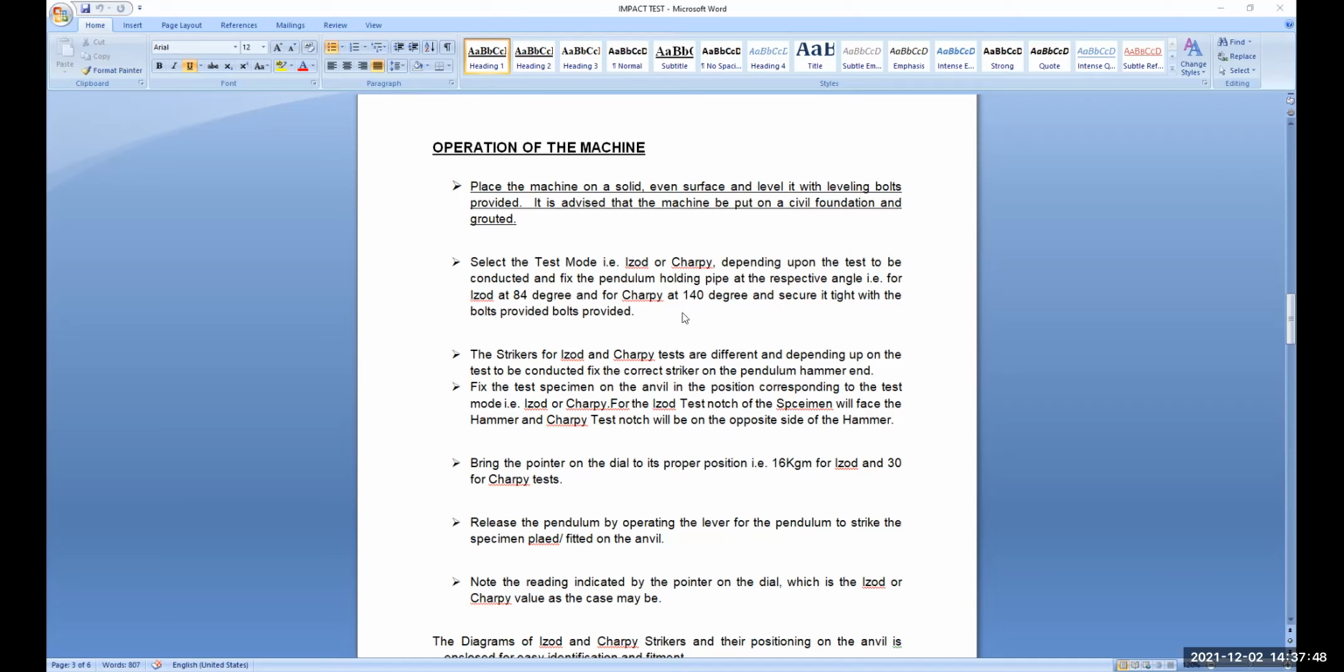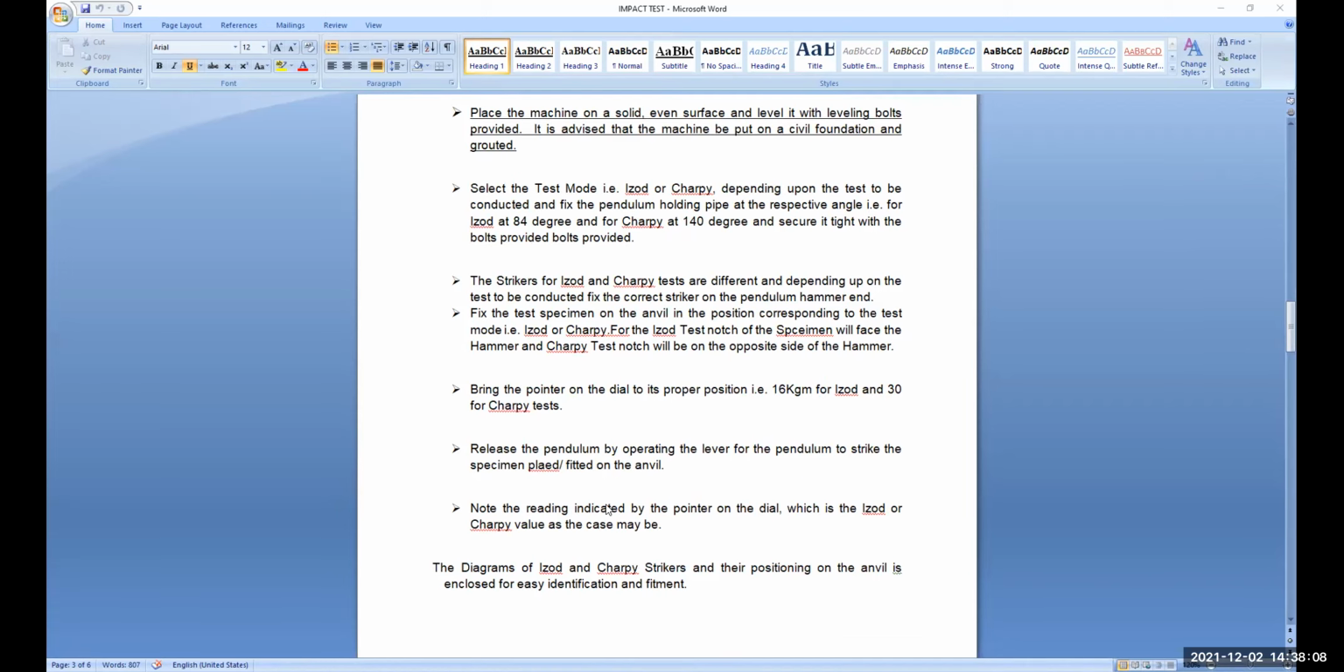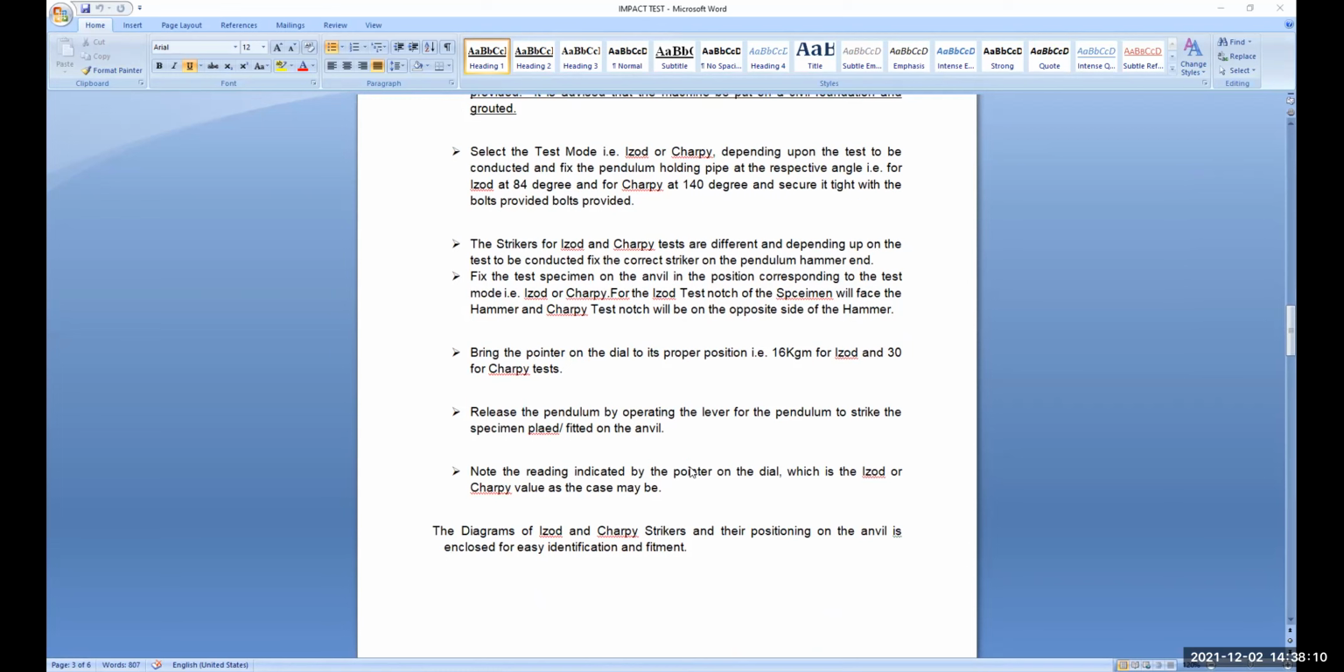For Charpy, the pendulum is fixed at an angle of 140 degrees, and from there it will start moving. Bring the pointer of the dial to the proper starting position. That is 16 kg-meter for bar Izod and 32 kg-meter for wire. Release the pendulum by operating the lever for the pendulum to strike the specimen.